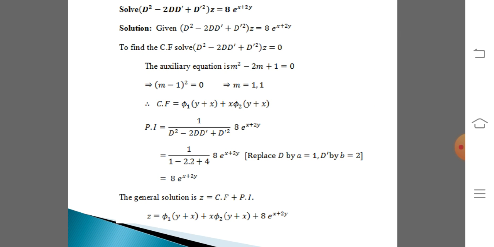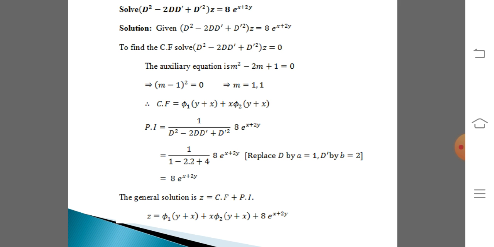Let us take up another problem. Solve (D² minus 2DD' plus D'²) of z equal to 8 e power (x plus 2y). So here we are given an exponential function on the right hand side. Therefore, the solution of this PDE will have two parts in it. One is complementary function, another one is particular integral. So by taking D equal to m and D' equal to 1, the auxiliary equation is m² minus 2m plus 1 equal to 0.